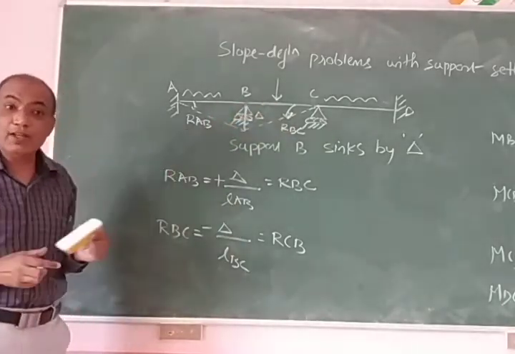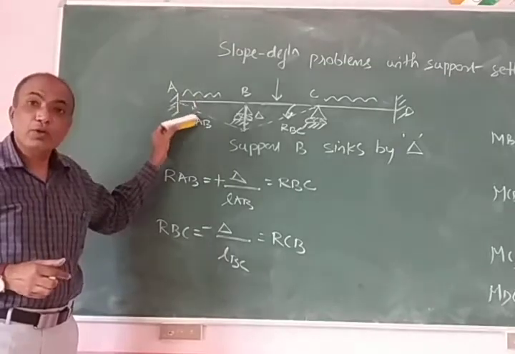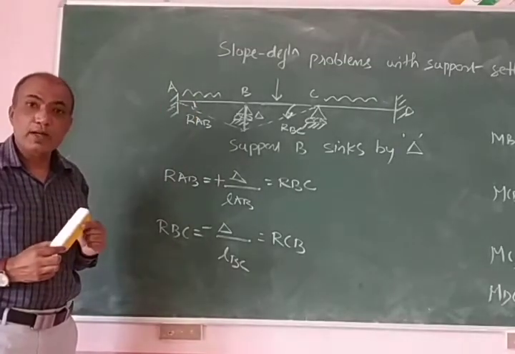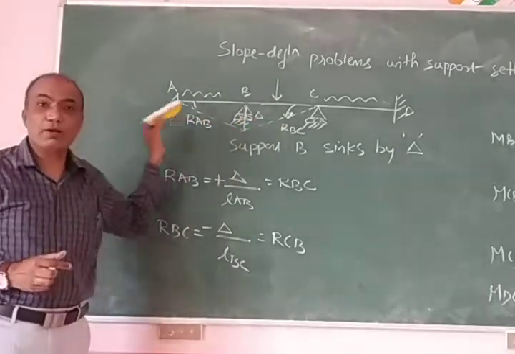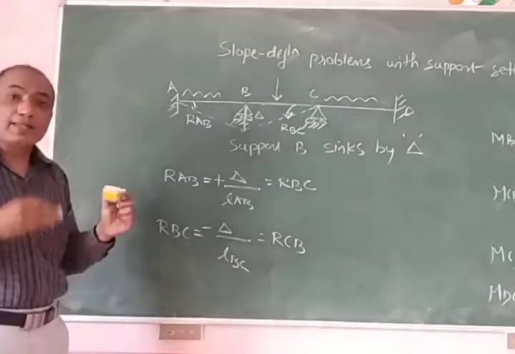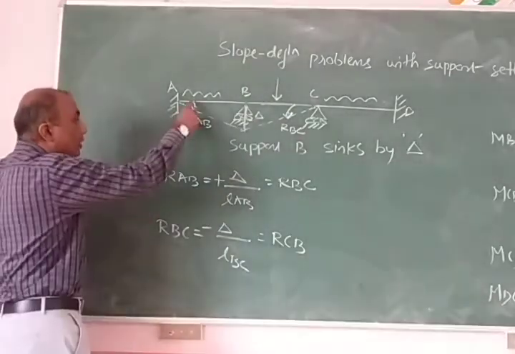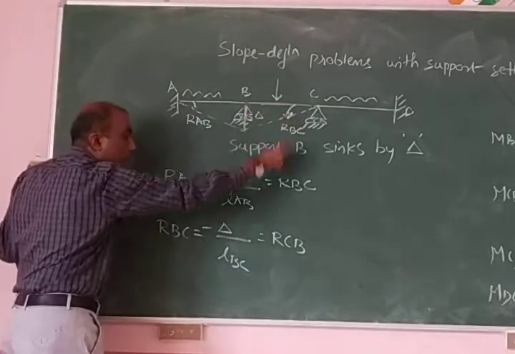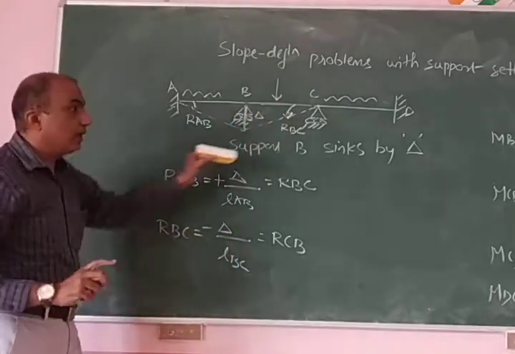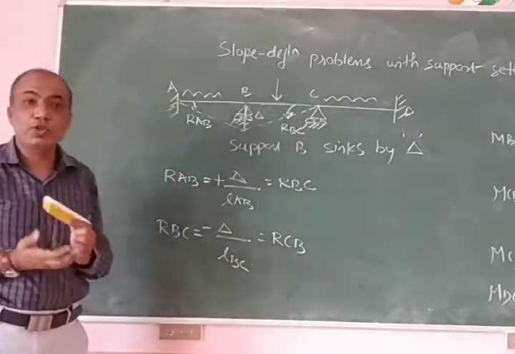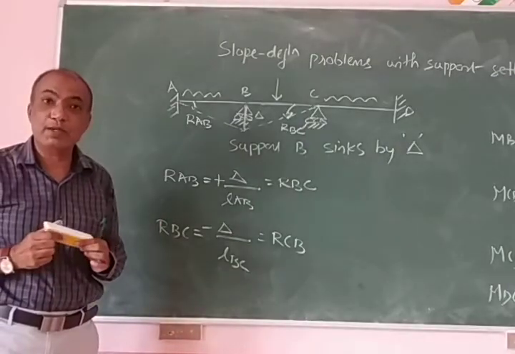Our sign convention here is that anti-clockwise rotations are negative and clockwise rotations are positive. Is that clear? Exactly reverse. Clockwise rotation positive, anti-clockwise rotation negative. So this is how R has to be substituted. So this is how the slope deflection equations get modified.